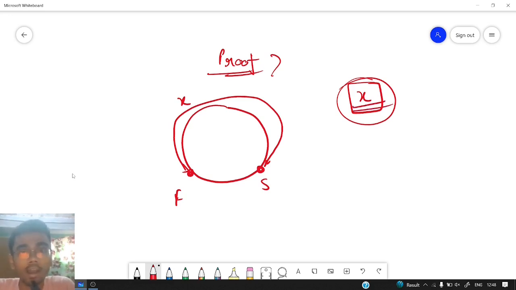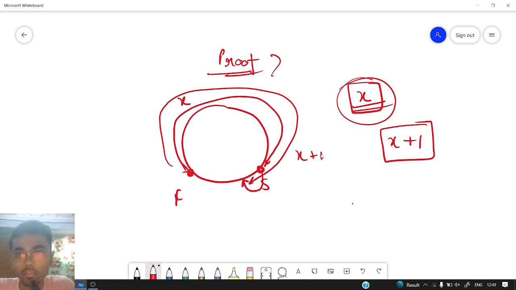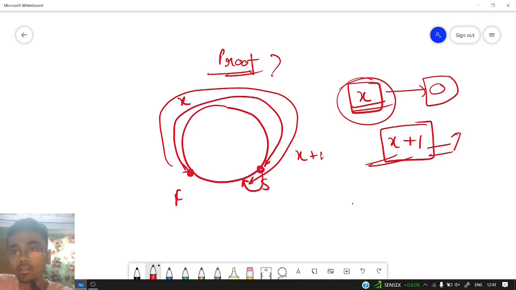So after the first iteration, the slow pointer will move one step. If the slow pointer moves one step, the gap between the fast pointer and slow pointer will increase by 1. So let me write this. After the slow pointer moves one step, this distance will increase by 1. So this distance is not decreasing, instead it is increasing. So how can we say that this distance will become 0? Because eventually if fast is able to reach the slow pointer, this distance will become 0. But here we can see that this distance is increasing.